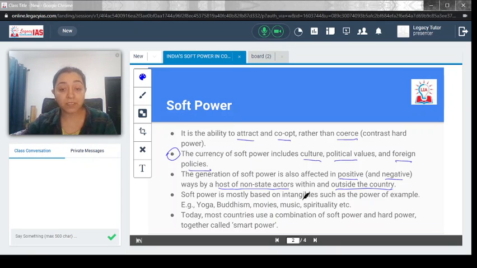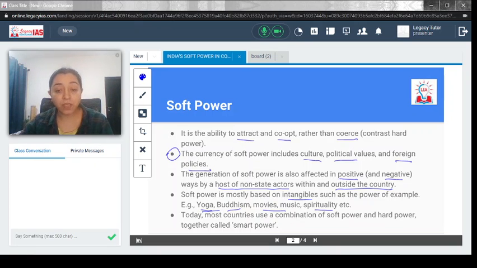Soft power is mostly based on intangibles, nothing tangible, such as the power of yoga. This is one of the major cultural exchanges through which India is trying to create its soft power across various nations, by promoting the benefits of yoga. Buddhism is again a uniting force in the East Asian countries, for example. Movies, music, and spirituality are also things through which India utilizes its soft power in foreign affairs diplomacy. So this is what you could understand from the idea of soft power.